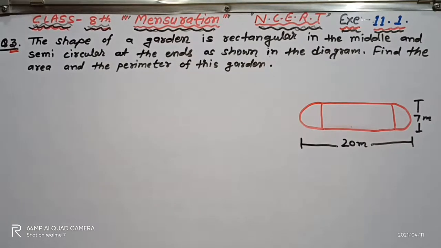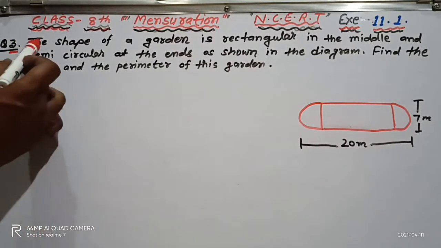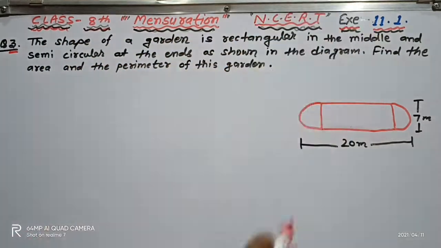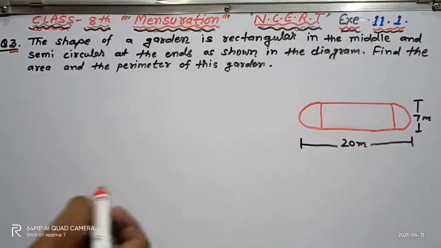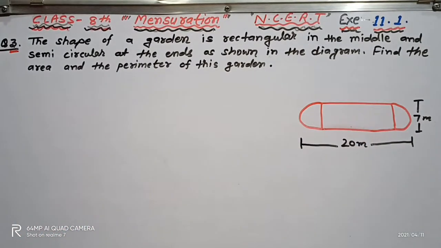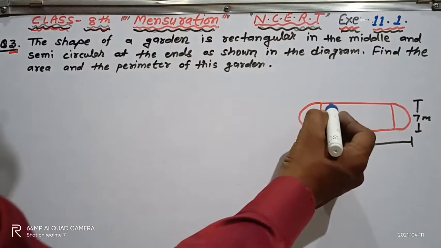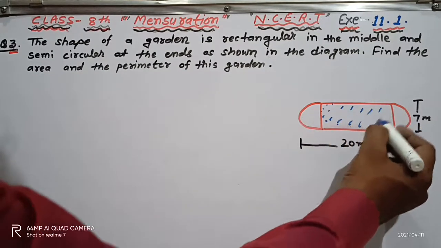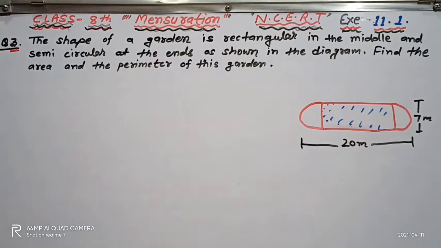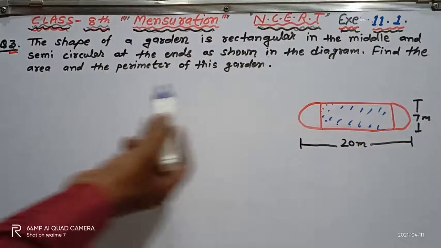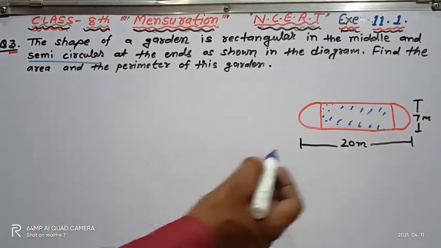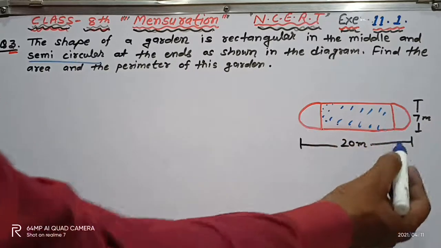What does the question say? The shape of a garden is rectangular in the middle, which you can see in this part. This is the garden, in the middle part, which looks like a rectangle, and semicircular at the ends. Both sides you can see there is a semicircle.